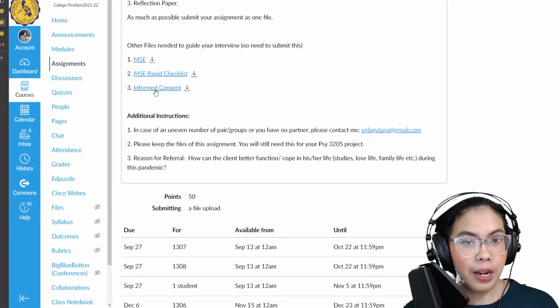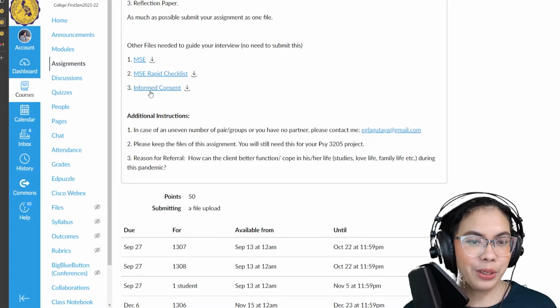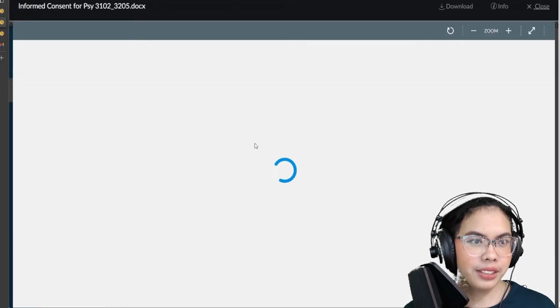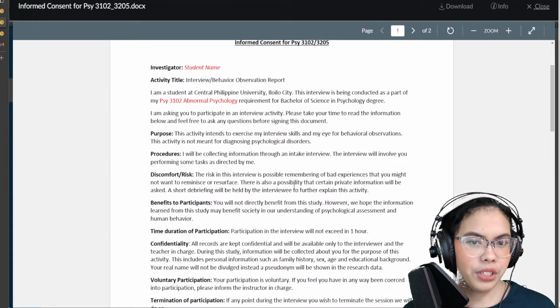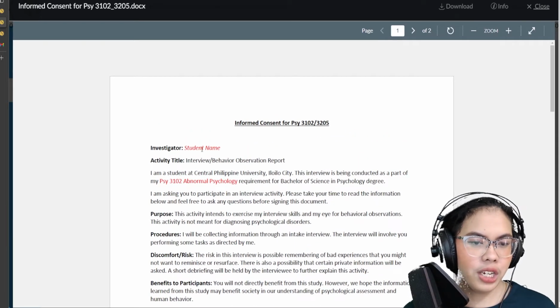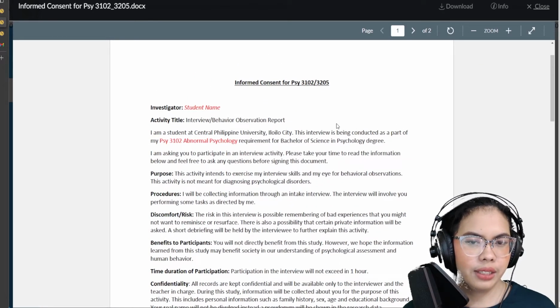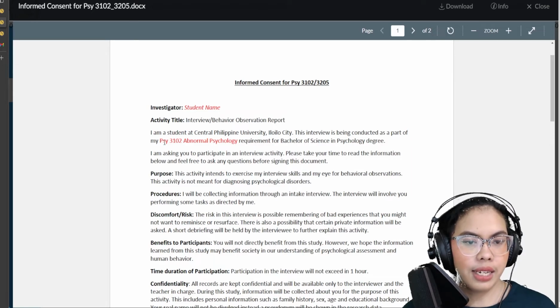Since it's already at the rapport stage, there's the informed consent. Just download the informed consent. So, just change the name here. It is for both Site 102 and Site 3205. Later on, in the next SEM, Site 205, you will switch subjects.